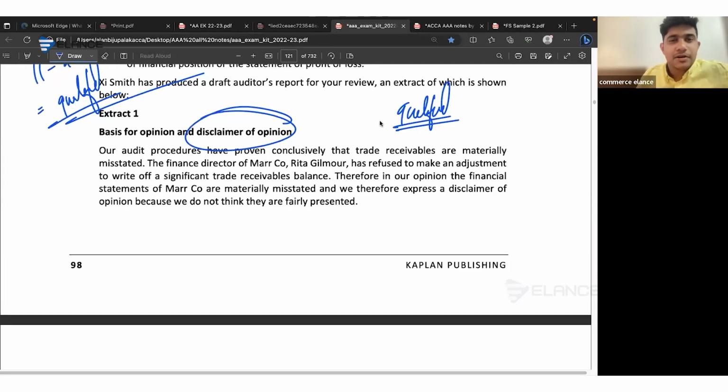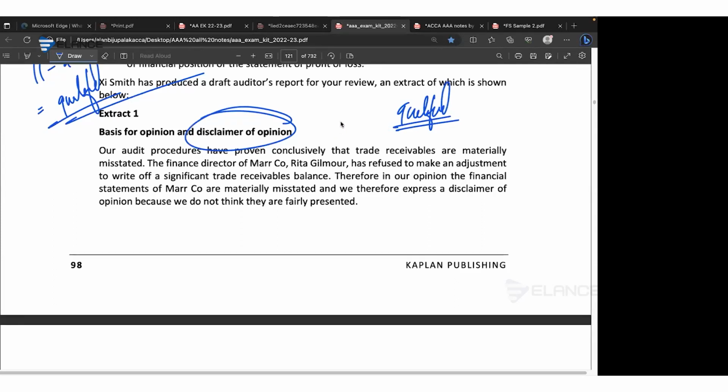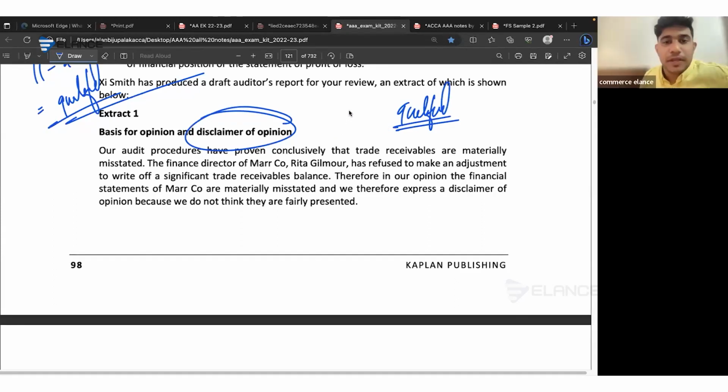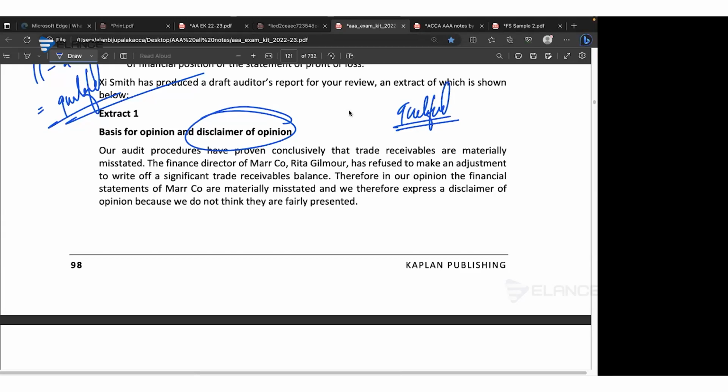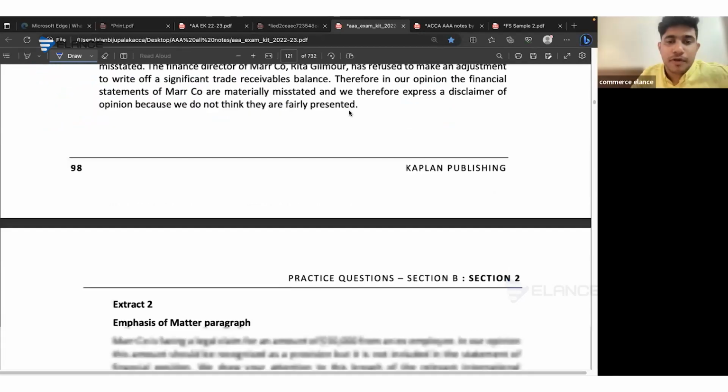Is that the case here? Do we need to express a disclaimer of opinion here? No. A disclaimer of opinion is expressed by the auditor only where there is a lack of audit evidence which is material and pervasive to the financial statements. But that is not the case here. The auditor has already concluded that there's a misstatement of 2.55 million, which is material but not pervasive to the financials. So the auditor shall express a qualified opinion. This is what you need to provide as the answer.